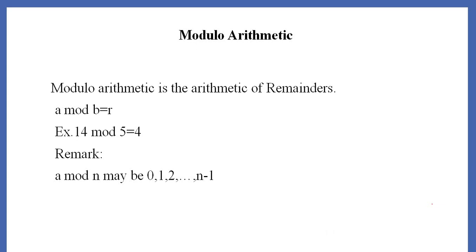Next, modular arithmetic is the arithmetic of remainders. How do we write it? We write it as A mod B equal to R. A mod B equal to R means when we divide A by B, the remainder is R.